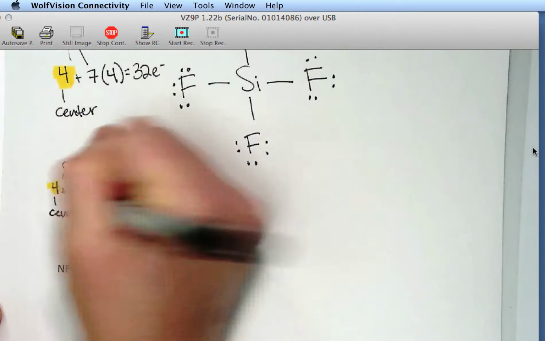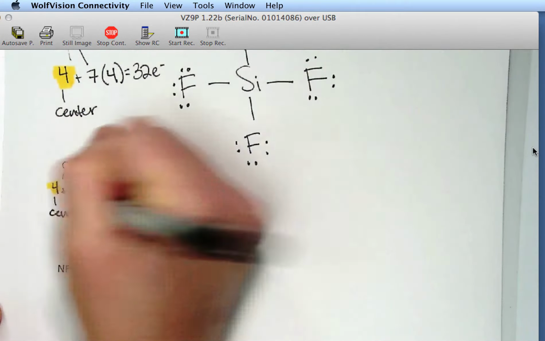All right, what about NF3? Nitrogen has 5. Your fluorines have 7 times 3. So you have 26. What's going to be your central atom here? Nitrogen.